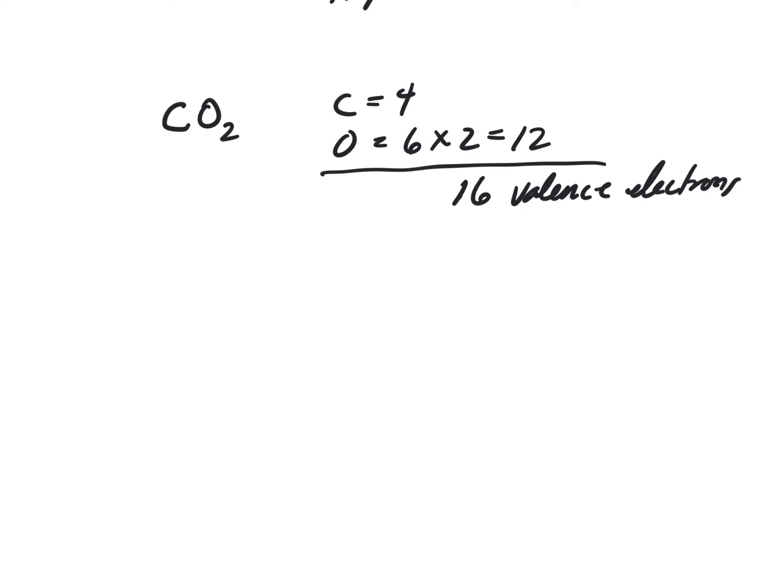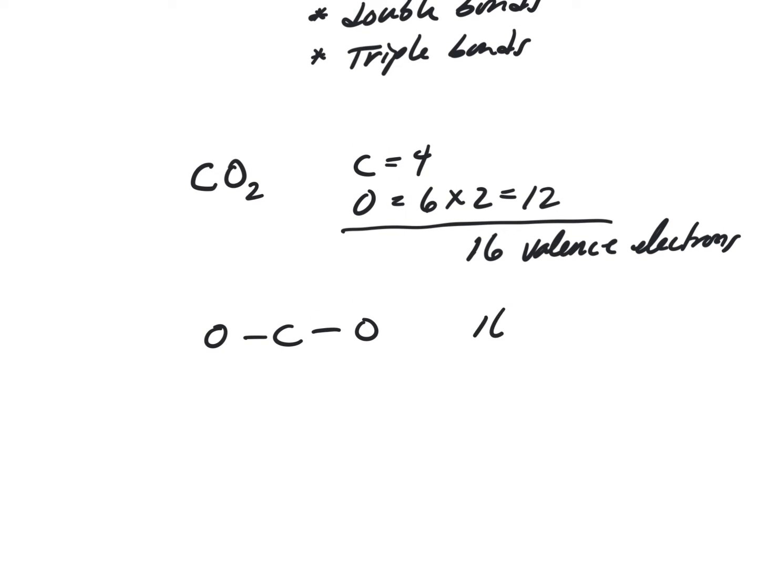As always, we're going to start with a skeleton structure. I'm just going to start with single bonds. Why not? I know that's not going to work, but let's see what happens. I used 4 electrons when I made these bonds, so I'm going to take 16 minus 4, and that's 12 leftover electrons. Let's distribute those electrons around this molecule and see if we've created octets. 1, 2, 3, 4, 5, 6, 7, 8, 9, 10, 11, 12.